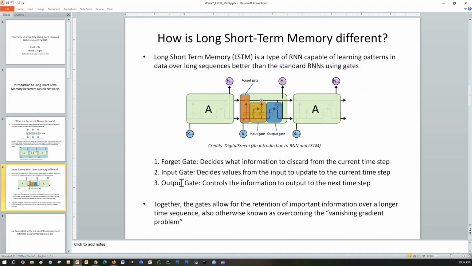The forget gate decides what information to drop from the current time step, and the input gate decides what information to update and send to the next time step. The output gate controls the flow of information to the next time step. And the last bullet point here talks about the concept of vanishing gradient. I'd like to explain in words what that means.